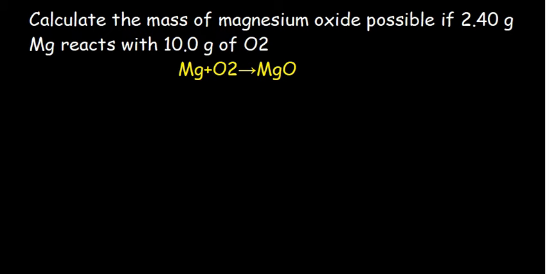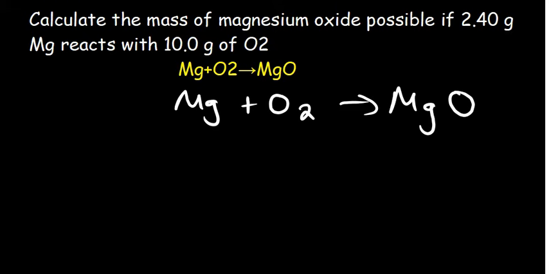Now, I want you to look at this question and try to attempt it. Calculate the mass of magnesium oxide possible if 2.40 grams of magnesium reacts with 10 grams of oxygen. It's very important each time you have a reaction to make sure you balance the equation. So if given an equation, make sure you observe what is there.